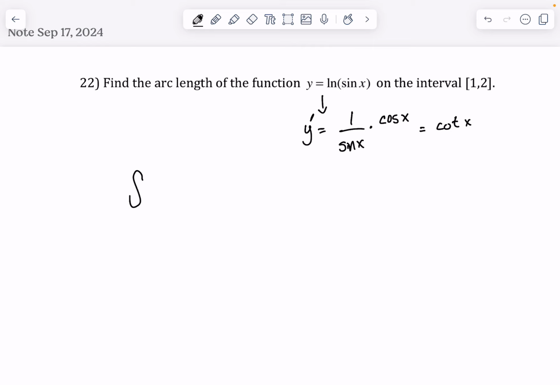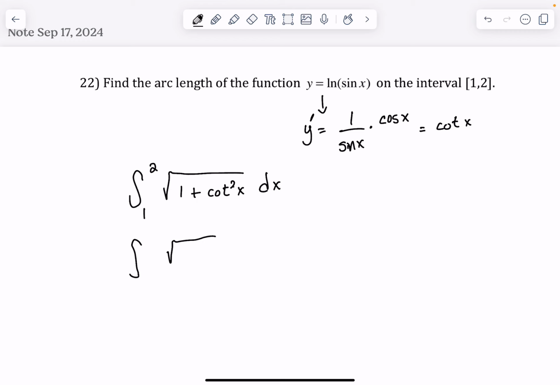And now we're supposed to integrate from 1 to 2, and for arc length it goes, take the square root of 1 plus the derivative squared. So that means it's 1 plus cotangent squared. And then 1 plus cotangent squared happens to equal cosecant squared. So that means it's the square root of cosecant squared. And then that's nice because the square root and the square will cancel out. So we're really finding the integral from 1 to 2 of just cosecant.